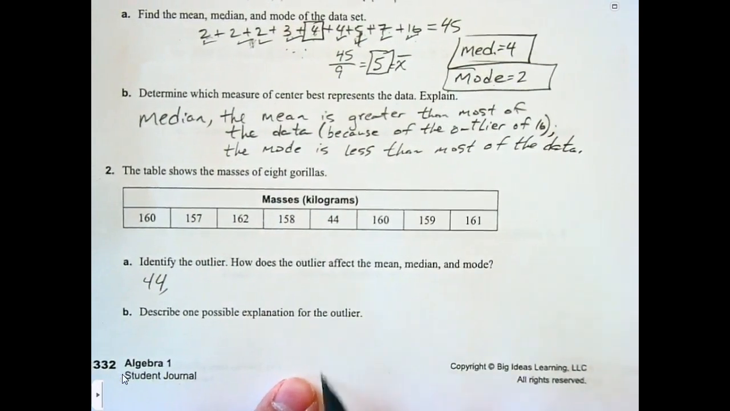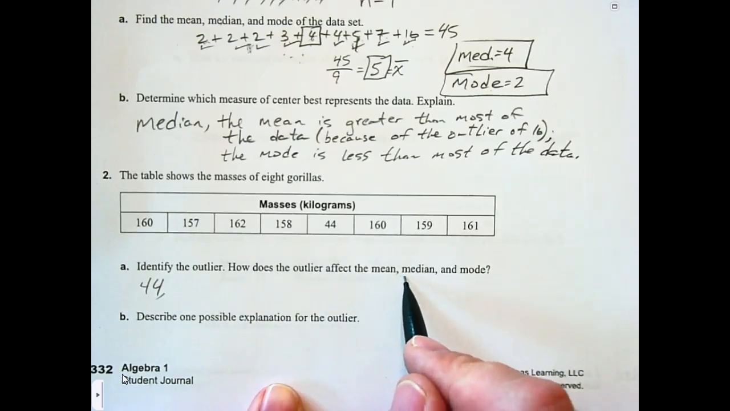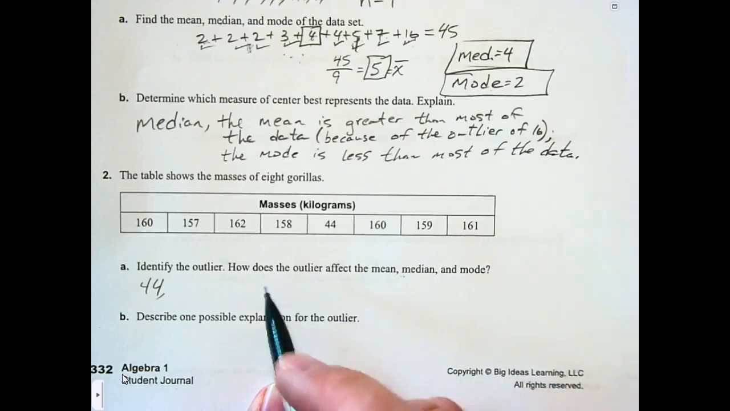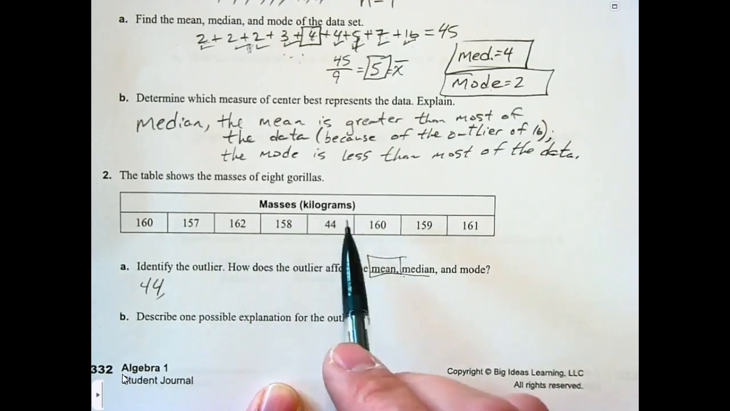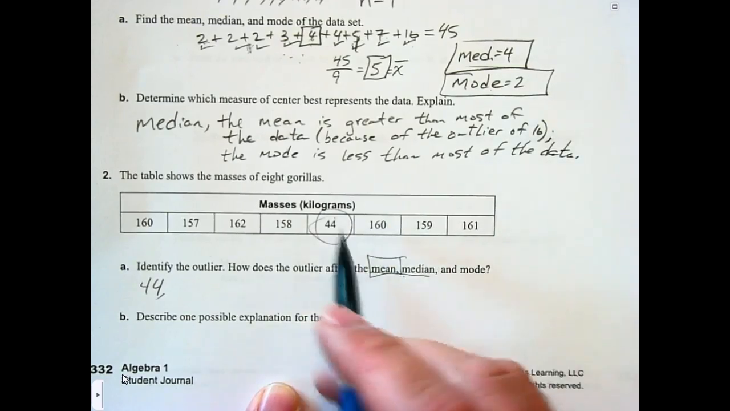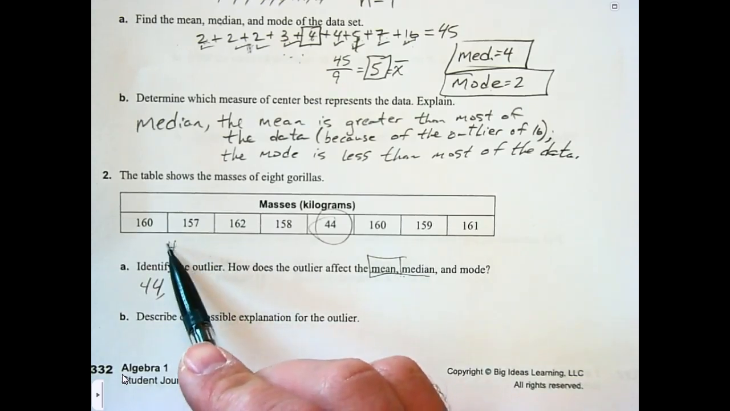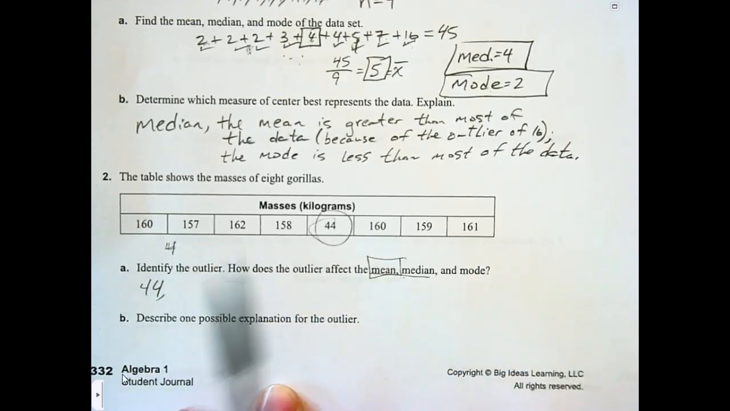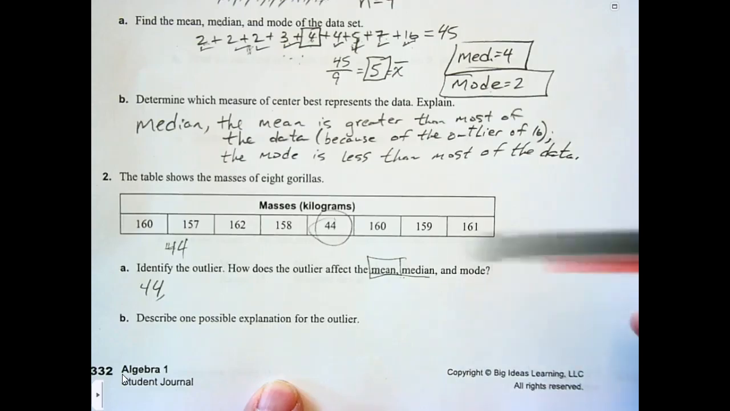Does it affect the mean? Yes. Does it affect the median? Yeah, it's going to affect the mean and the median. It's going to decrease the mean and the median. It's going to decrease the mean because we find the sum, and that's a small number. It's going to decrease the median because as we put these things in order, that is a number that is on the lower end. Will it affect the mode? No, it does not affect the mode.